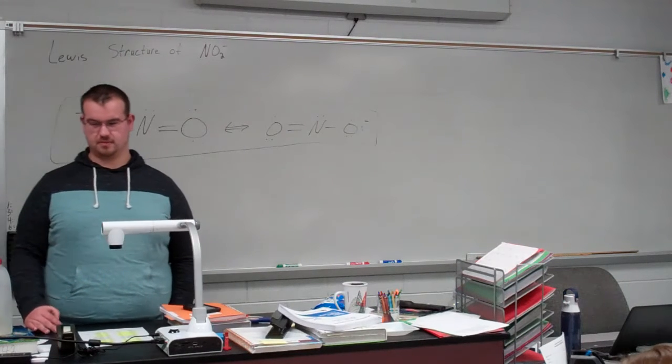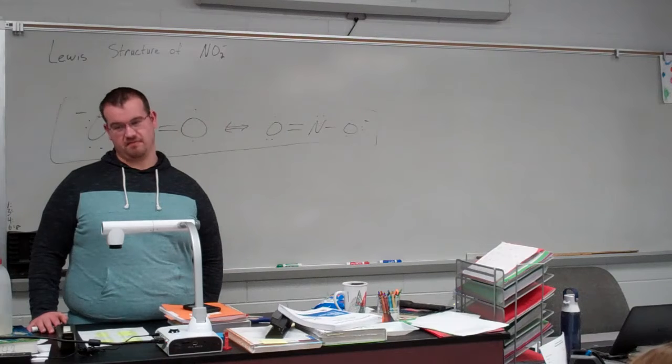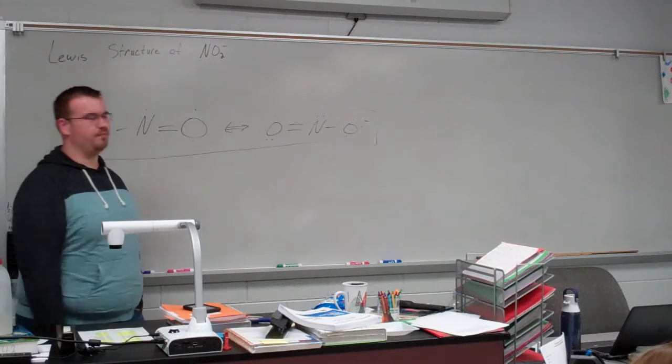Okay, so what if it was like 4? Is it 13? 7 or 7? 7 valence electrons, 17th column.